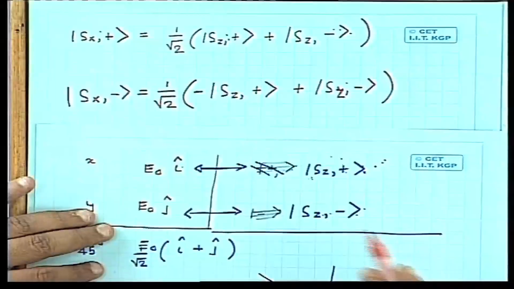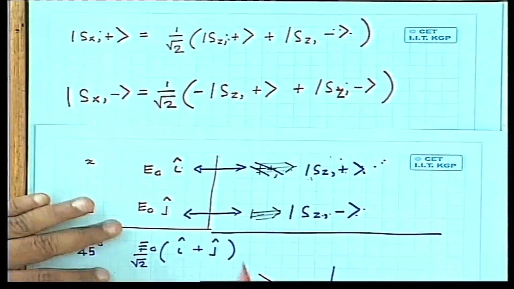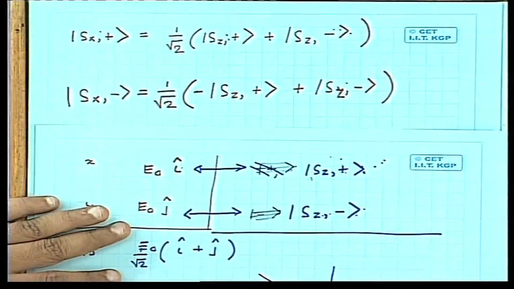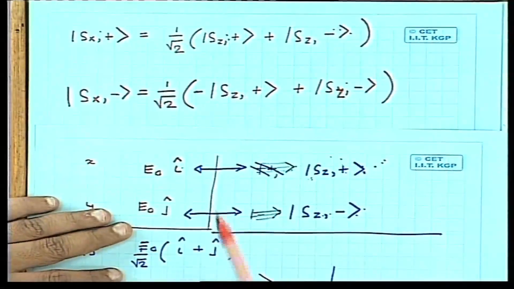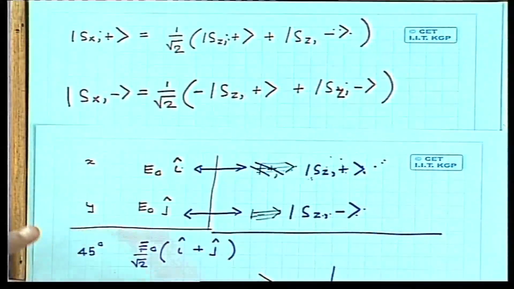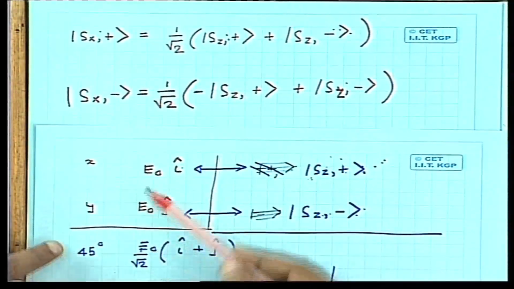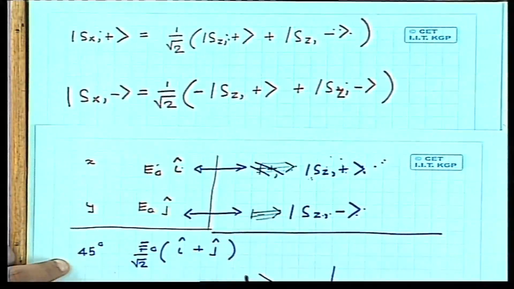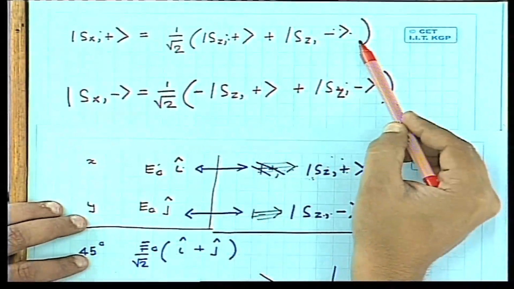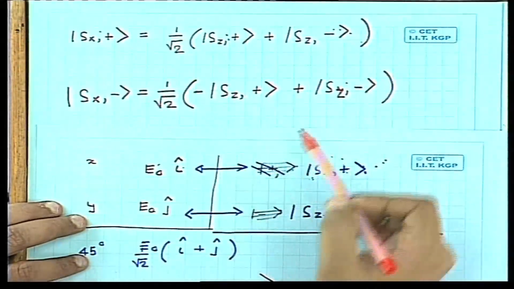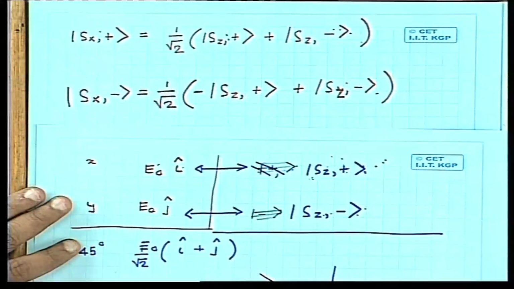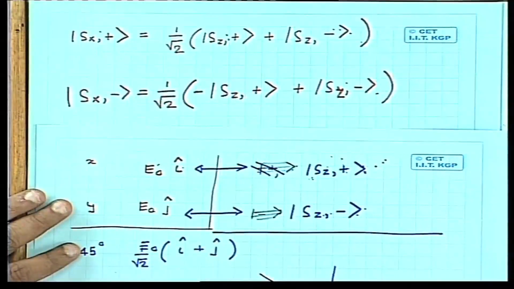So in analogy, we say that the particle with spin plus along the x-axis can be represented again in terms of these two vectors, just like the polarization of light at 45 degrees can be represented in terms of these vectors. And the particle with spin minus along the x-axis is given by this combination of these two vectors. Okay.